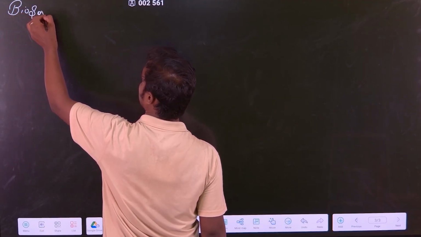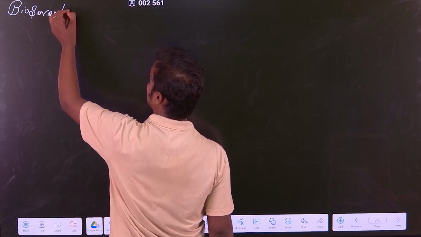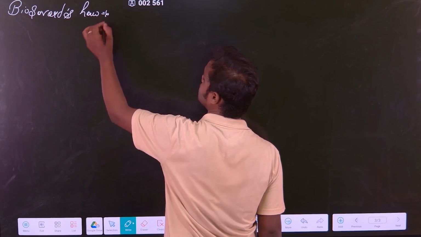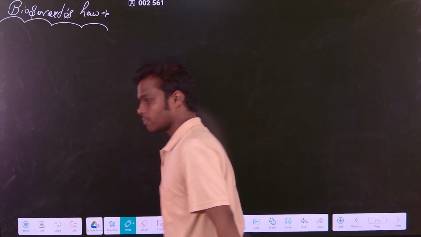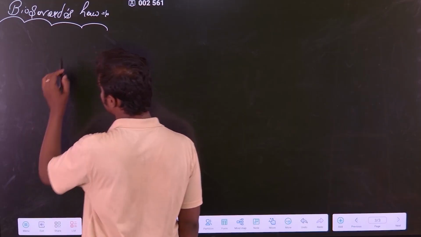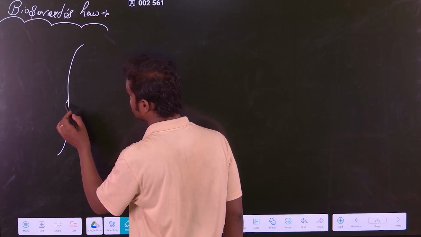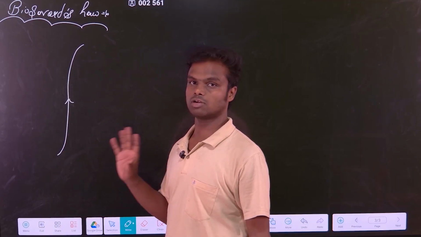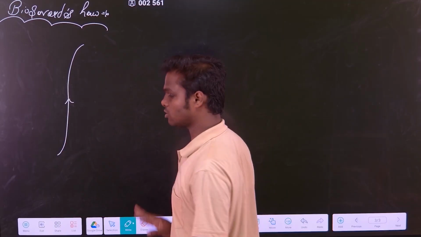Biot-Savart's law, maybe I will be wrong in the spelling. See, for a law there is no proof. Always remember that a law cannot be proven. What is Biot-Savart's law? Biot-Savart's law simply states that, if there is a current carrying wire, no one is going to ask you the law. You have to understand the statement and then apply it. Basically, application is important for this law.